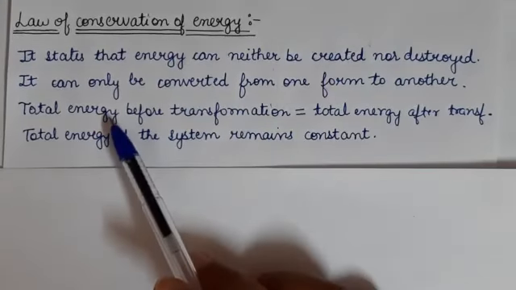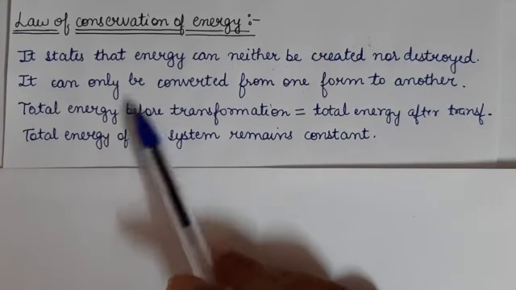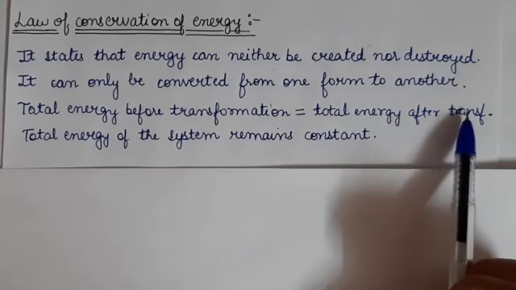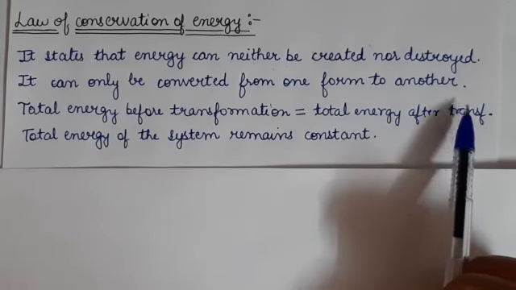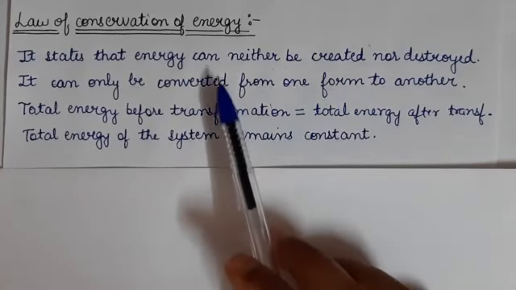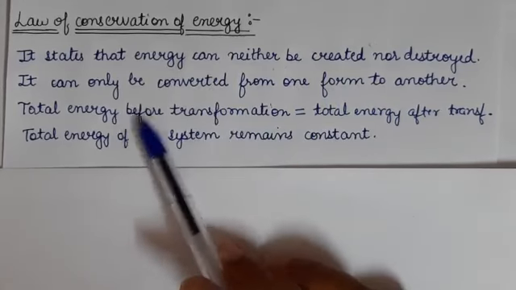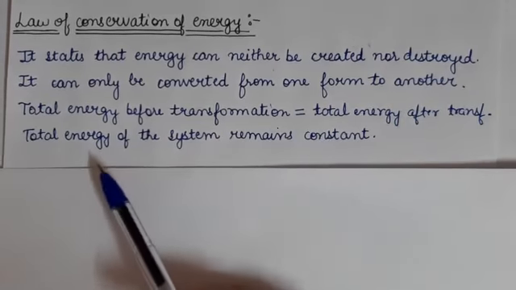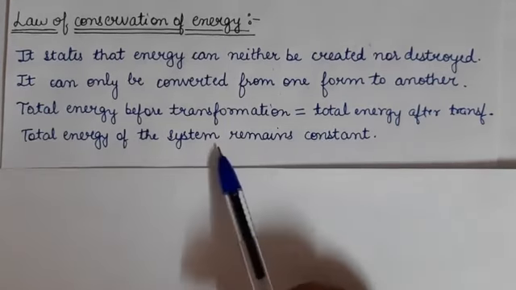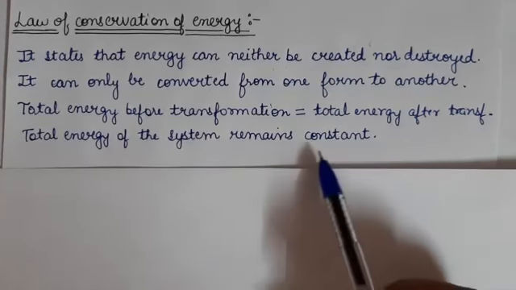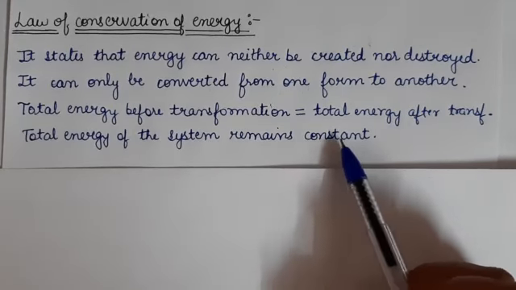Or you can also write in other words that the total energy before transformation is equal to the total energy after transformation. I already told you energy is converted from one form to another form. So before the transformation, the total energy is equal to the total energy after the transformation. Or we can say, the total energy of the system remains constant. So are you clear about this law?